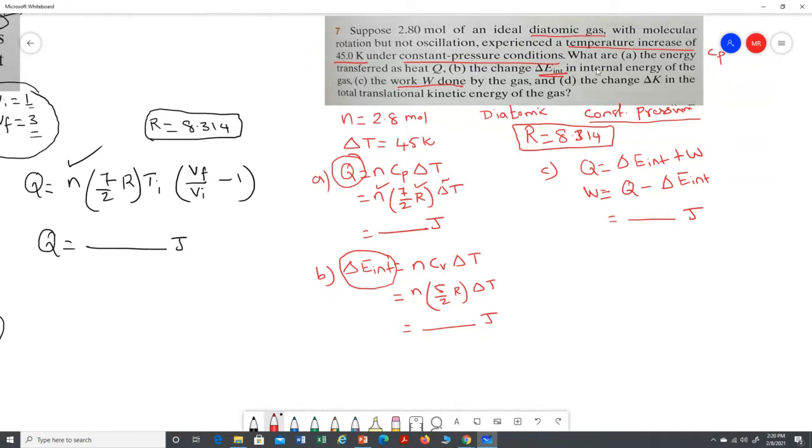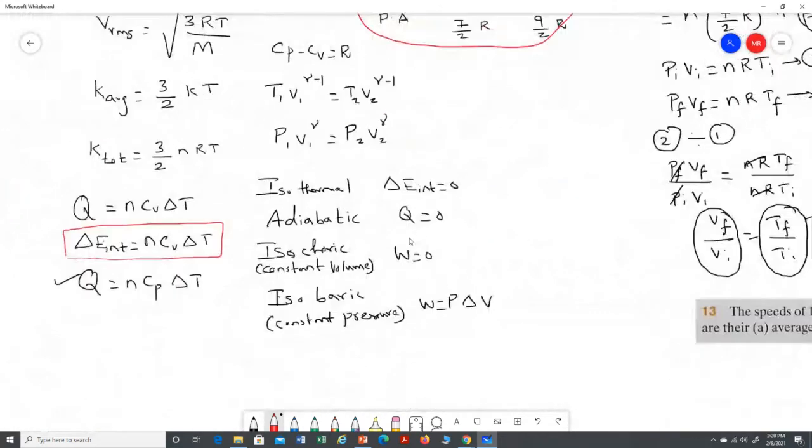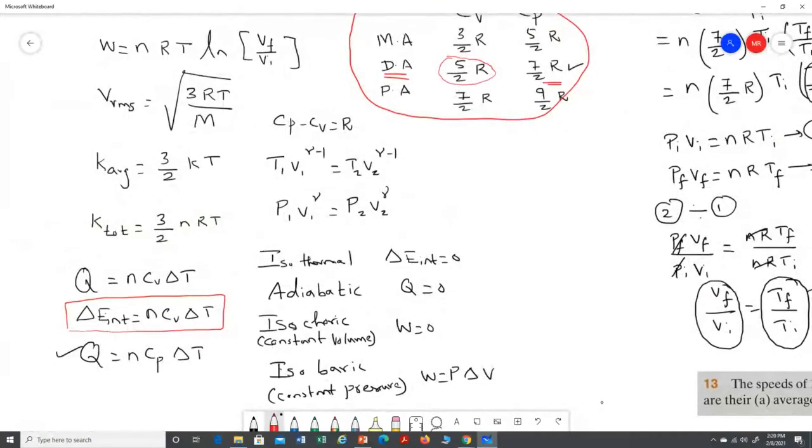Okay. What is the fourth question, my dear? The change in kinetic energy, the total translational kinetic energy. My dear, go back to the formula. You have two formulas for the kinetic energy. Am I right? One is for average, another one is for total. Which formula are you going to use? Total. That means we have to use this one, because they clearly mention total in the question.